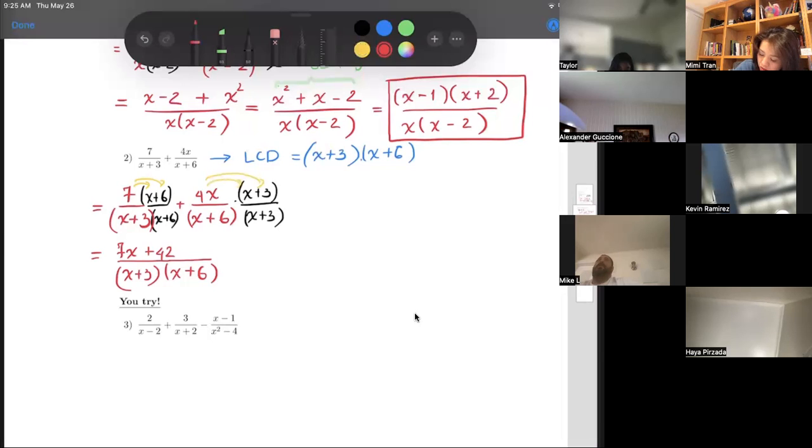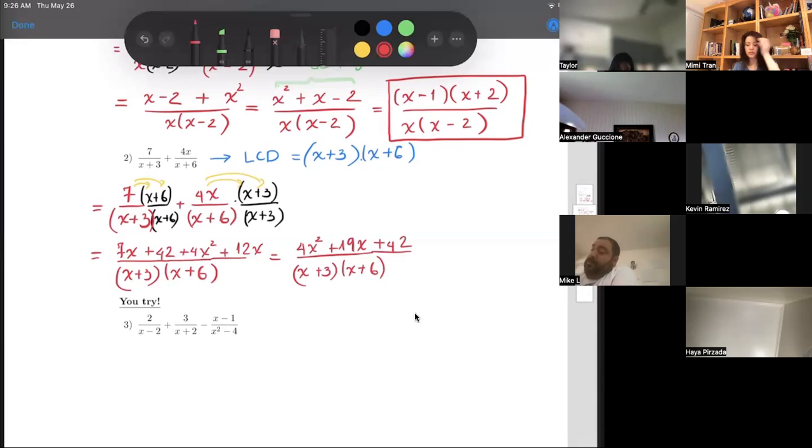I have 4x squared plus 12x. Combine like terms. Make sure you write it in descending order. Okay, so x plus 3, x plus 6 on the bottom. On the top, writing descending order, 4x squared, 7x plus 12x is 19x, and then plus 42.